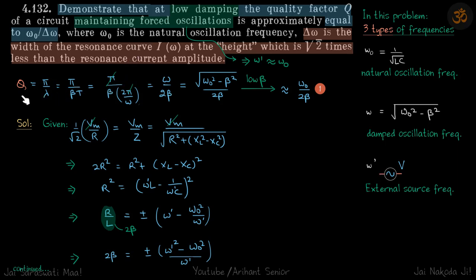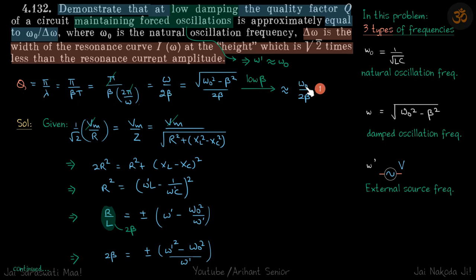So we need to find the quality factor at low damping. Let's get that first in general terms and then we'll try to solve it. Quality factor is pi by lambda. Lambda is beta T. T is 2 pi by omega, so this omega is the same omega. So this becomes root of omega naught square minus beta square by 2 beta. Now if damping is low, beta is small, so this can be approximated to omega naught by 2 beta. So this is the quality factor.